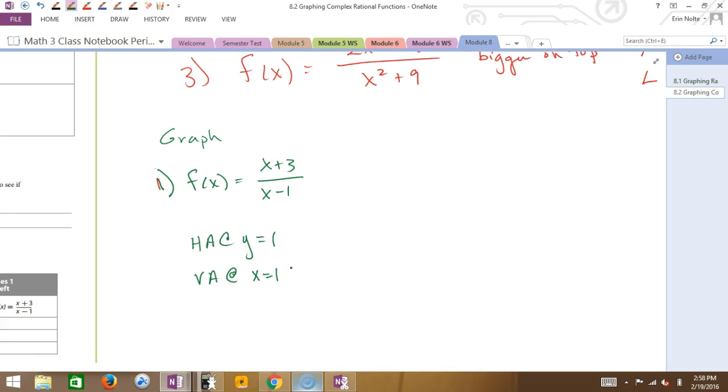What's the one number you're not supposed to divide by? 0. You cannot divide by 0. It's against the law. Okay, so the one value that makes the denominator 0 is 1, and that's where the vertical asymptote exists. Okay, so you get it from the bottom.